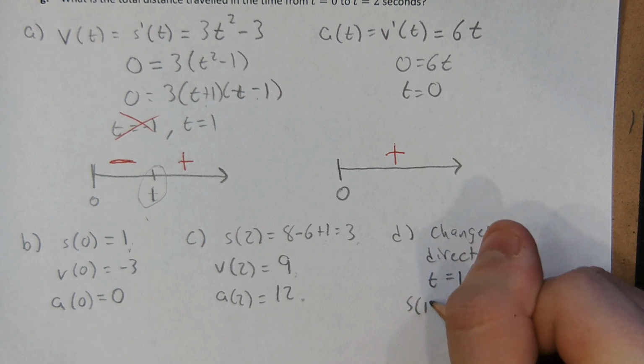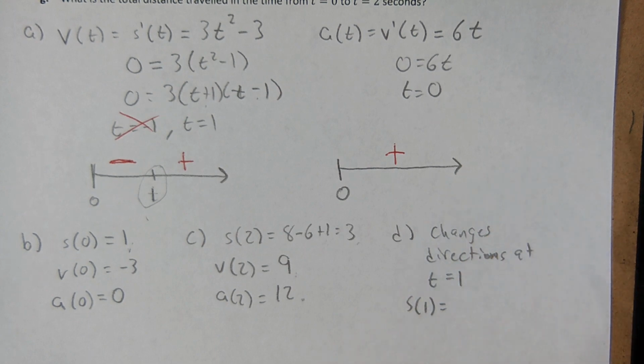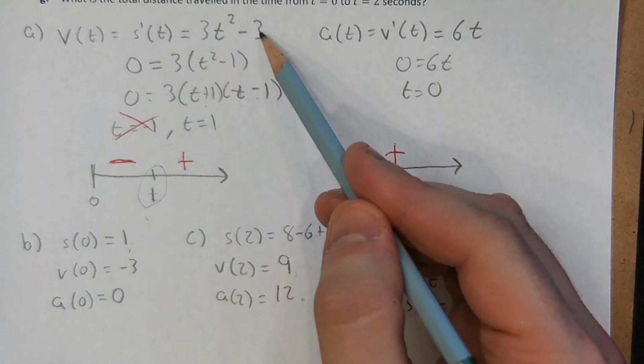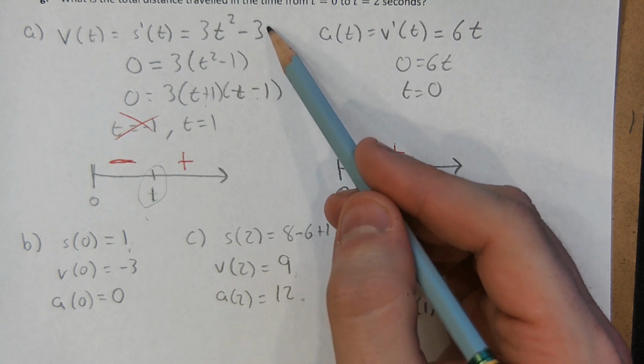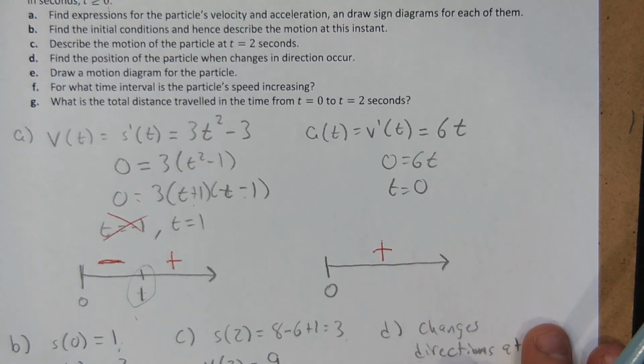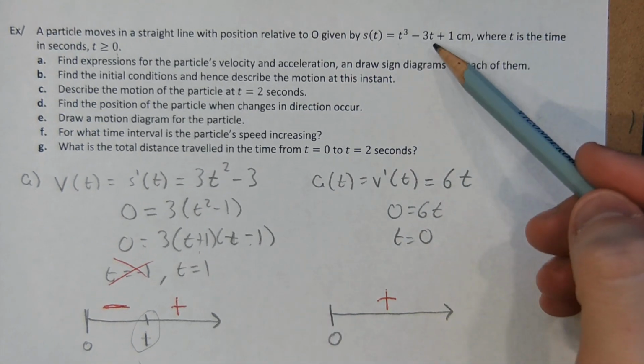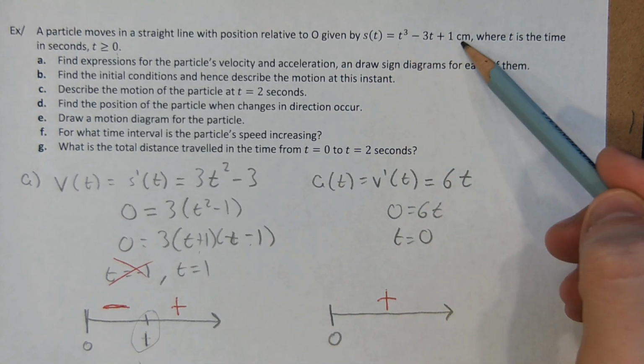So what is s of 1? Where was my position? Well, it's 3 times 1 minus 3. Excuse me. Position. Sorry, that's velocity. There we go. I'll be okay. Plug in 1 here. 1 minus 3 plus 1.